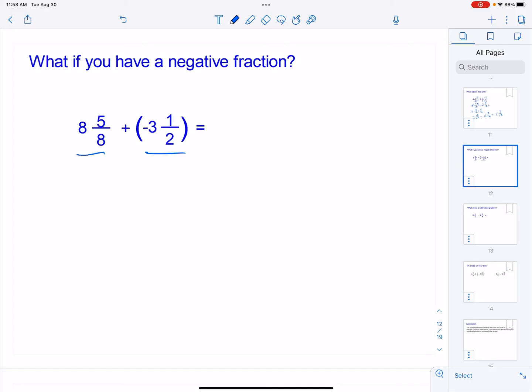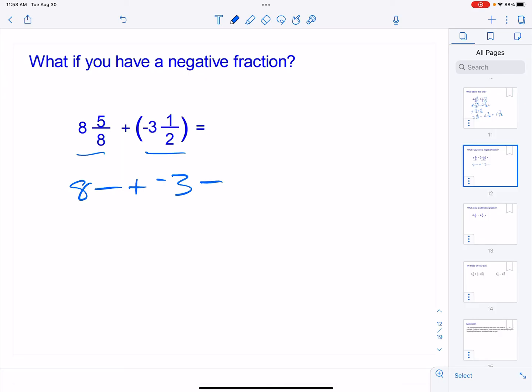So in essence, this really is a subtraction problem. Even though it says that it's plus, we've got a positive and a negative. They're going to zap each other out. So this negative 3.5 is going to zap out 3.5 of that 8 5/8. So now that we know that we're going to be subtracting, we just follow that procedure. And our procedure still, find a common denominator.